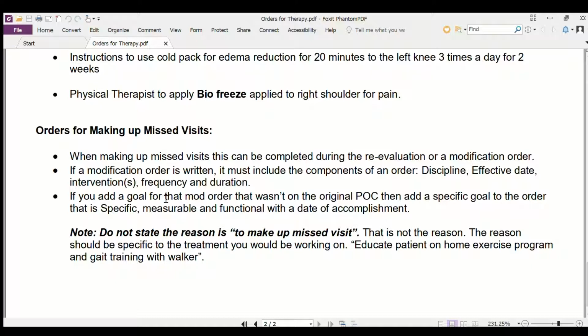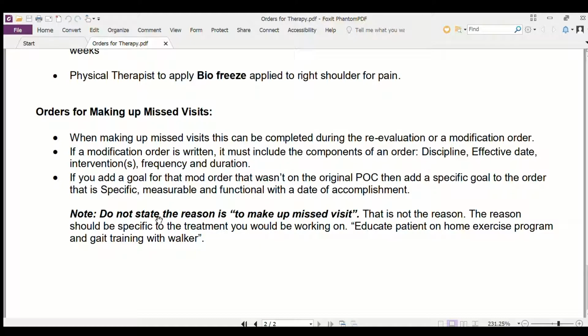If you're adding a goal for that order that wasn't on the plan of care, then you can put that goal on the order as well. Make sure it's specific, measurable, and functional. Keep in mind, don't state the reason to make up a missed visit is to make it up. That's not a reason. It has to be something specific to the treatment you're working on. You want to educate the patient on home exercise program and gait training with walker, something along those lines.